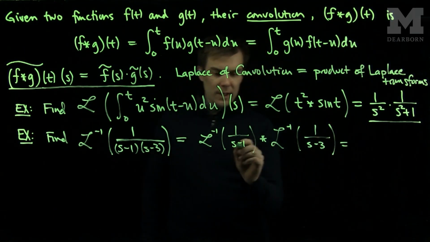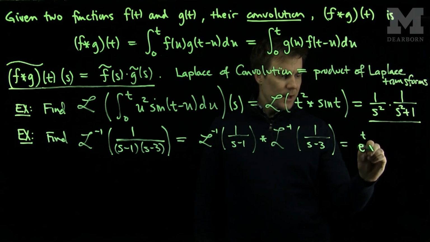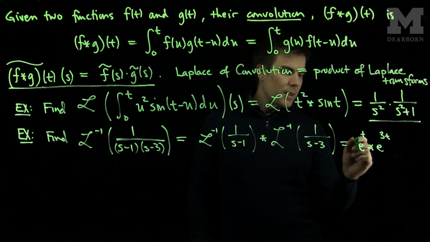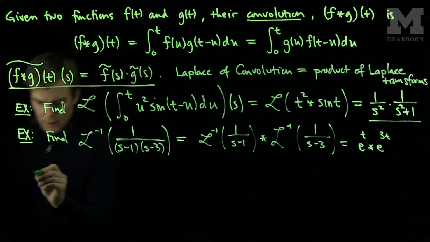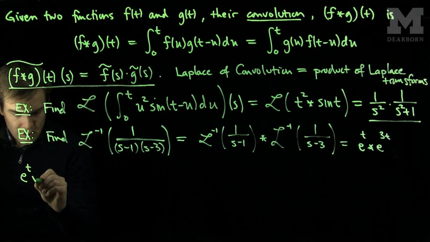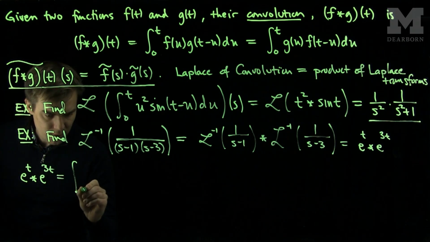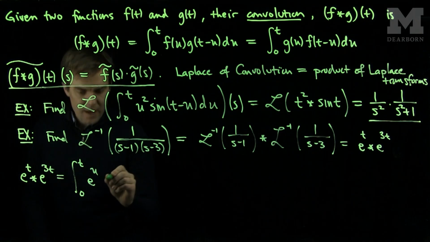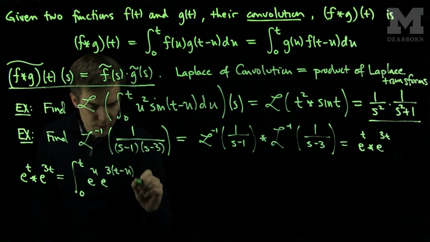Now we know each of these individual inverse Laplace transforms. This is e to the t convolved with e to the 3t. Now we will find e to the t convolved with e to the 3t by the integral formula. It is the integral from 0 to t of e to the u, and then e to the 3 times t minus u du.